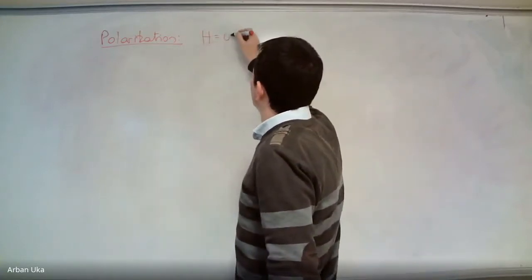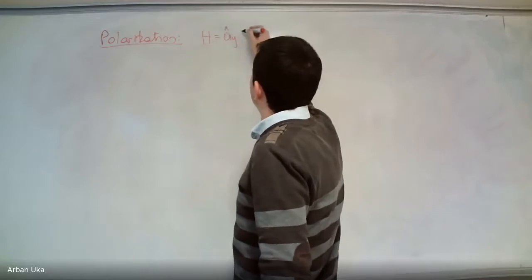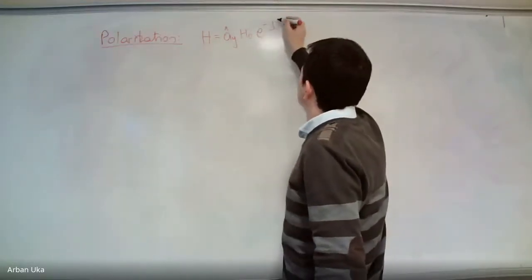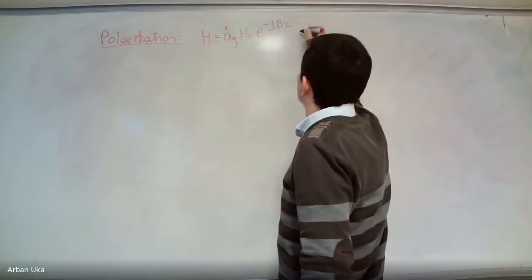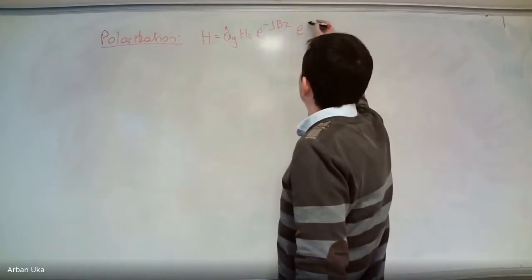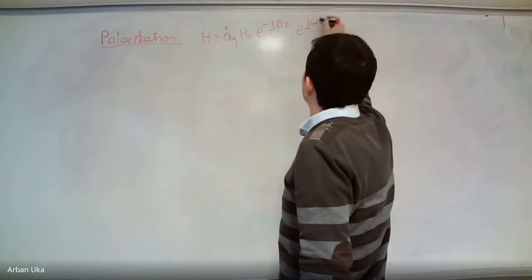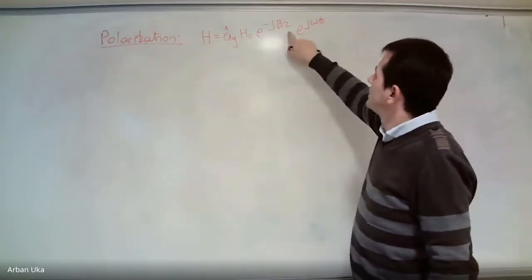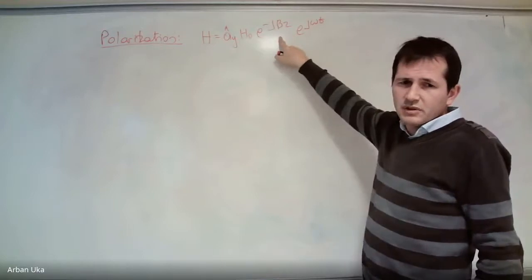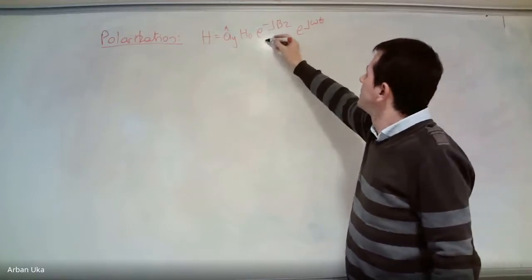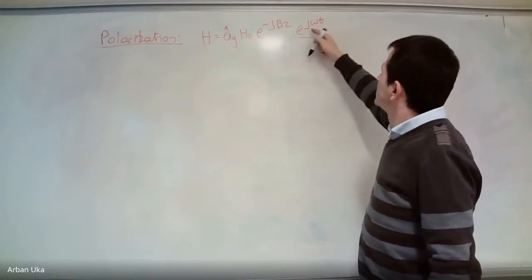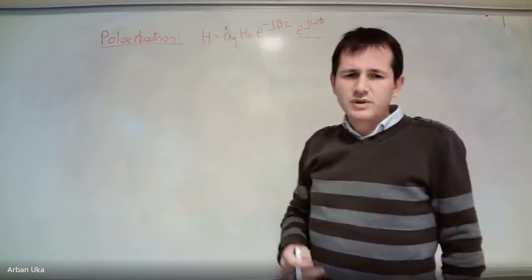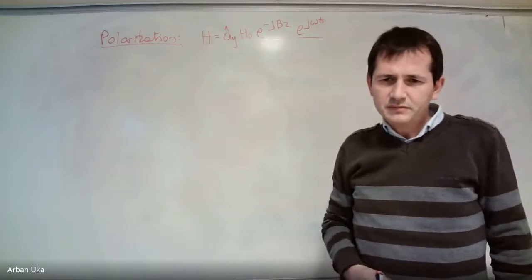H is equal to a_y times H0 times e to the power minus j beta z times e to the power j omega t. Okay, so let's call it like this. Let's assume that this is the propagation in space, which should be along the positive z, and this is the time propagation, which is along the positive time. This is how it goes. And then we can ask the question, what is the polarization of this wave?